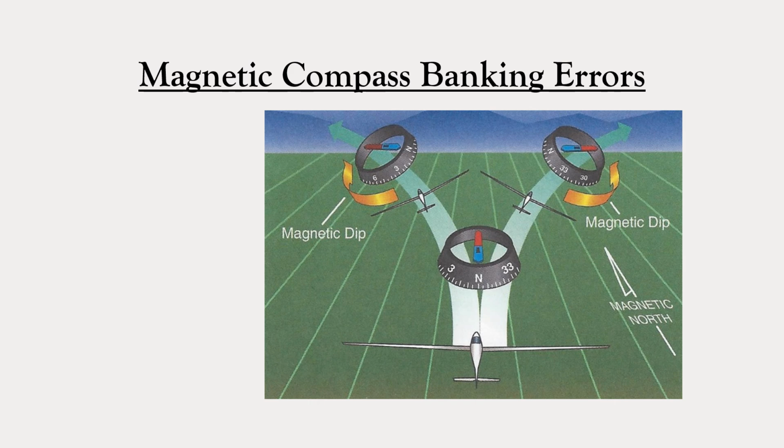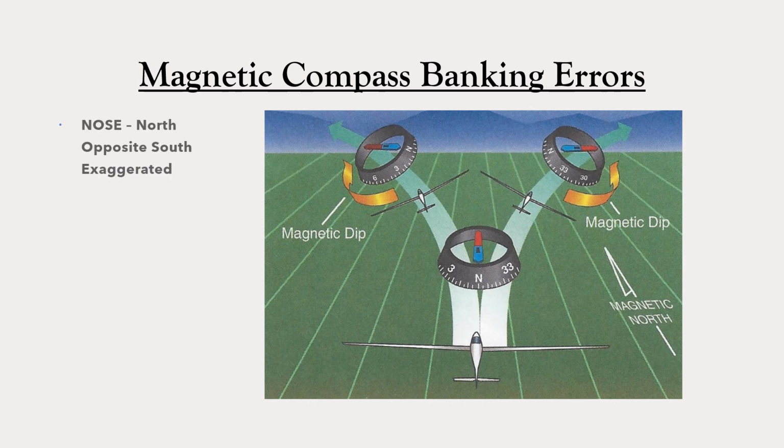So another thing that happens with magnetic compasses, one problem with magnetic compasses is that they're not very stationary. They bounce around a lot. So if you get in a little turbulence, the compass is rotating back and forth, and it's kind of hard to see where it is at any given time. But an additional thing is that when you bank the aircraft, that can change what the compass reads. That's called a banking error.